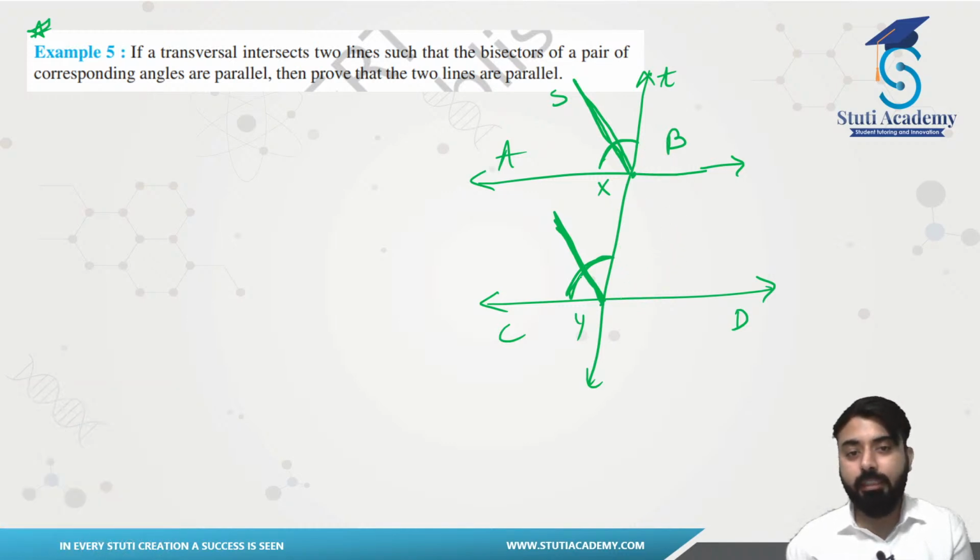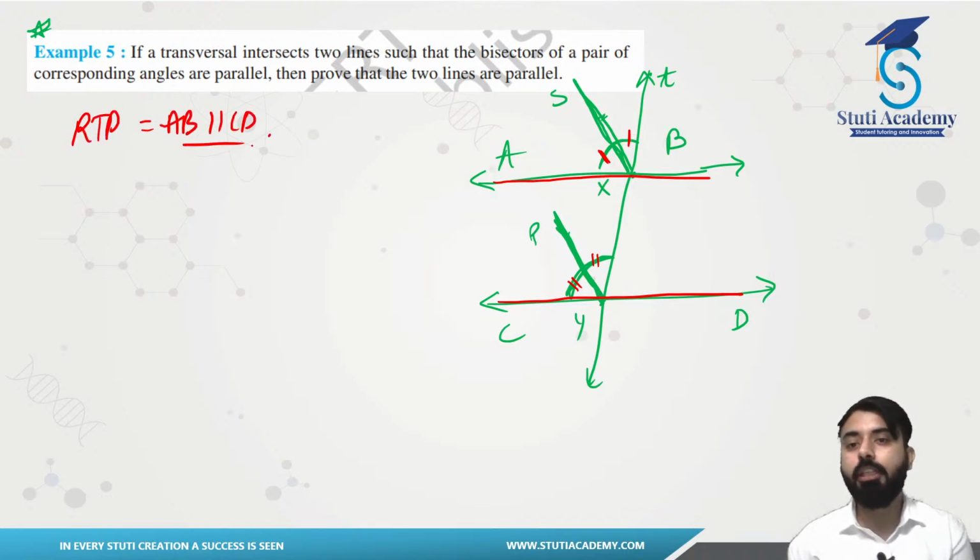Now let's say this is YP, and we have been given that these two are the bisectors of the angles. This means this portion right here will be same as this portion, and this portion right here will be same as this one. Now we have to prove that if YP is parallel to XS, then AB will be parallel to CD. Required to prove is AB has to be parallel to CD. We have to prove this one.